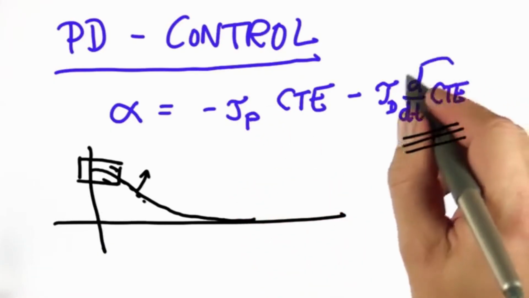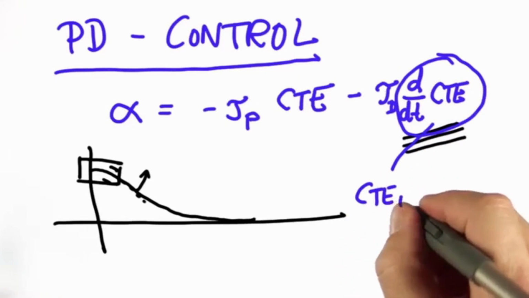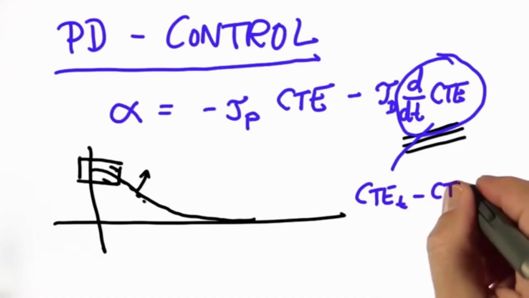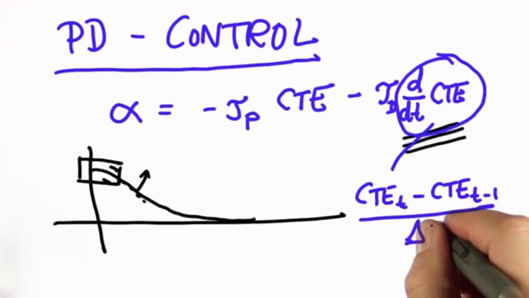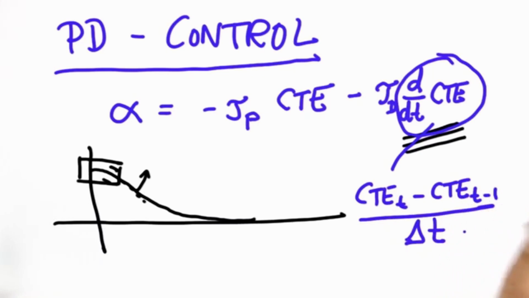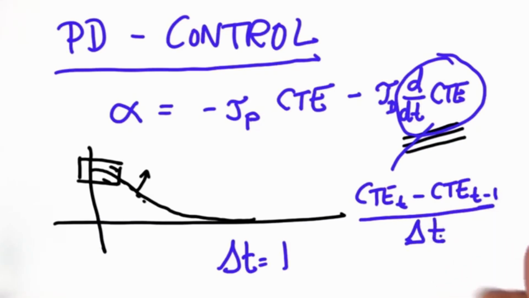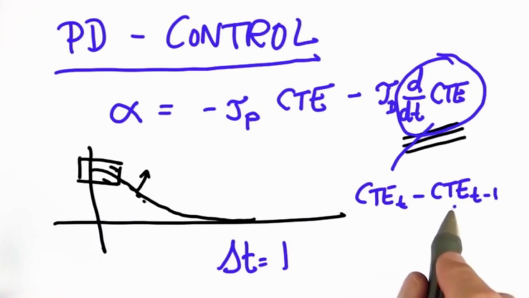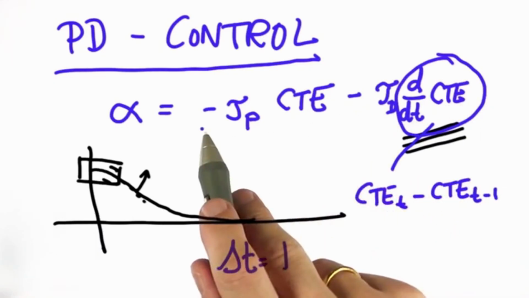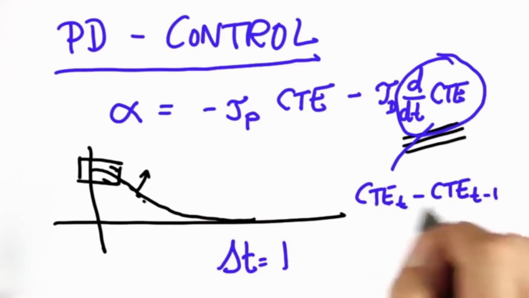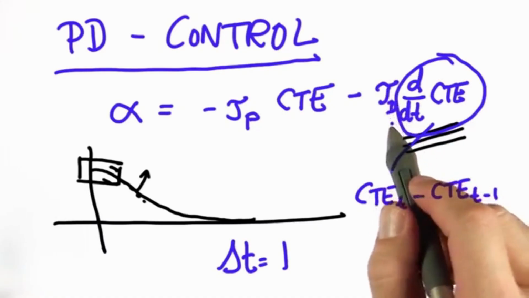How do you compute this derivative over here? Well, at time t, this is the same as the cross-track error at time t minus the cross-track error at time t minus 1 divided by the time span between t and t minus 1. In our code, we assume delta t equals 1, so we can omit this. So the difference of the current cross-track error and the previous one is this term over here. And we now control not just in proportion to the error itself, but also to this difference of the error using a second constant tau d.